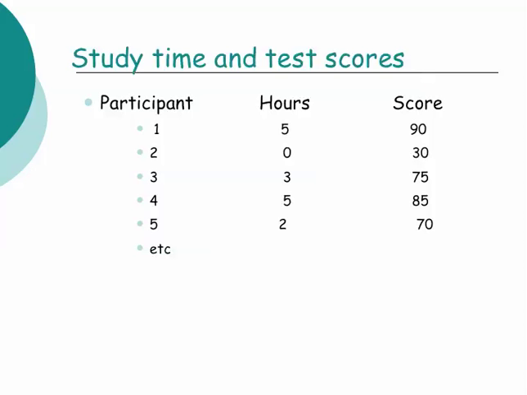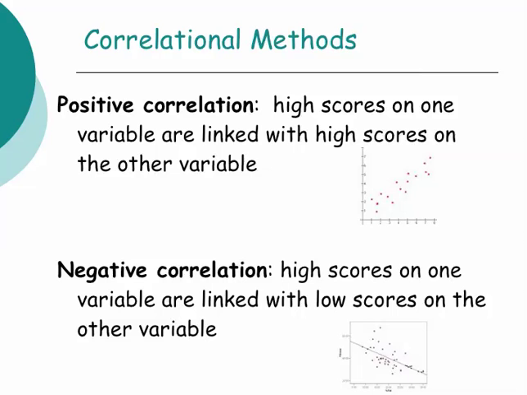We put this data into a computer and it will give us a correlation coefficient that tells us the nature of the relationship and the strength of the relationship. A positive correlation means that high scores on one variable are linked with high scores on the other. It also means that low scores on one variable are linked with low scores on the other. It means that x and y move in the same direction. The more of one, the more of the other.